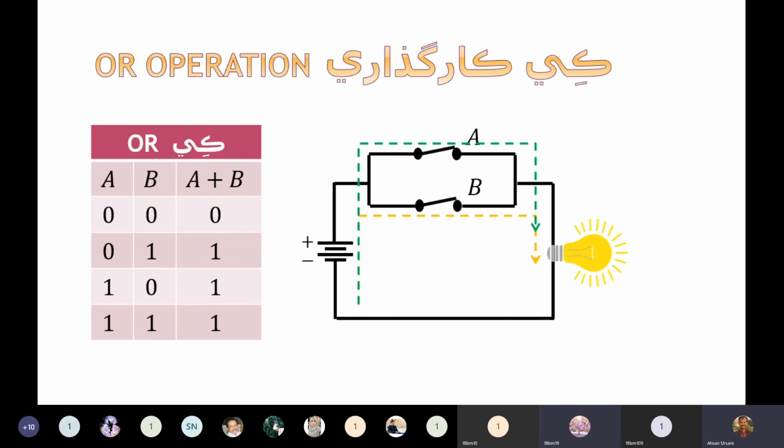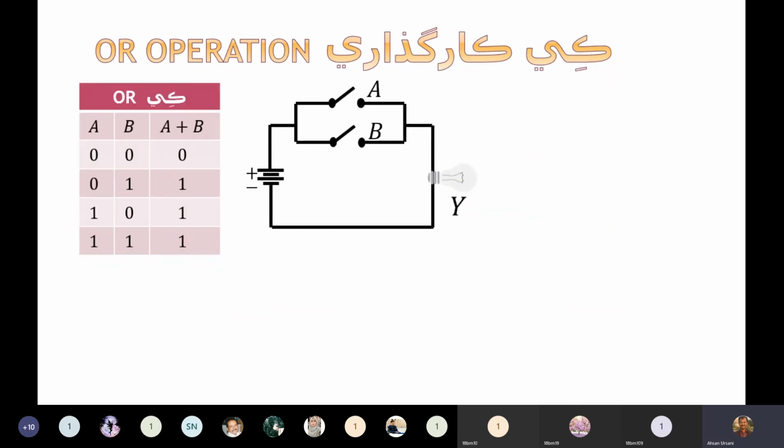If both switches are closed, the current will divide into two, but the result will be the same. Lamp will still be on. Some current will go through A, some current will go through B, but the lamp will still be on.